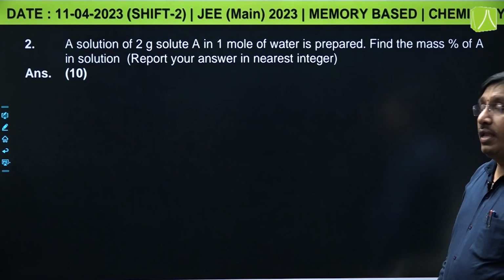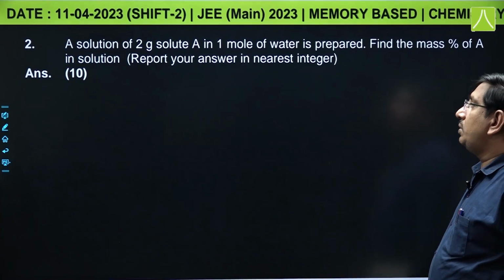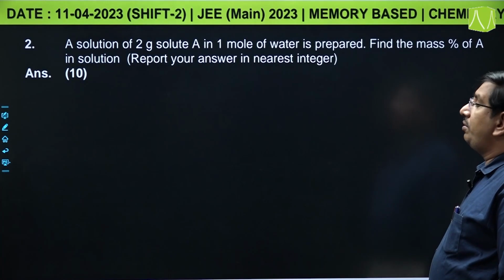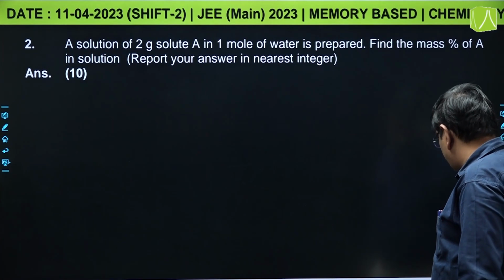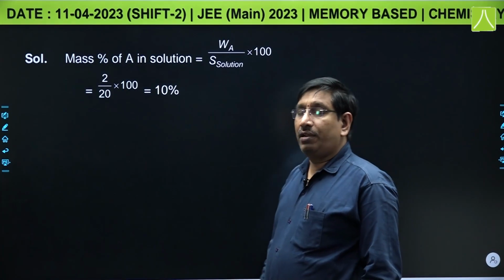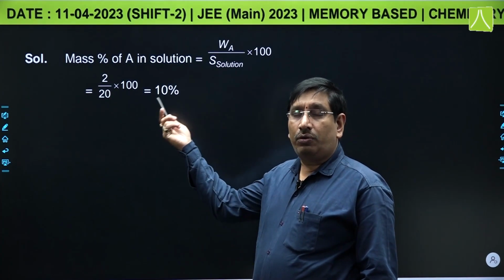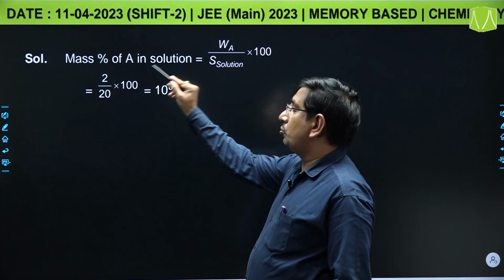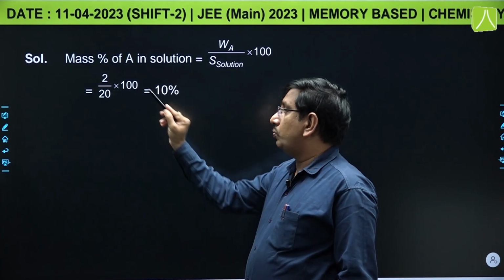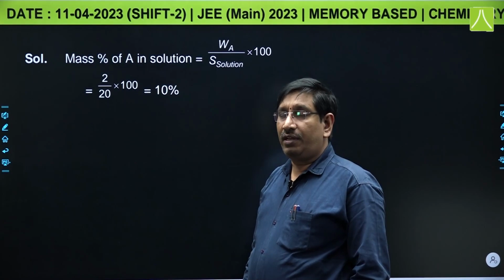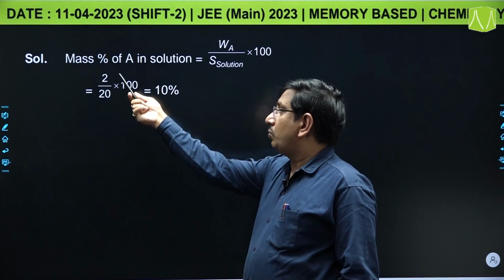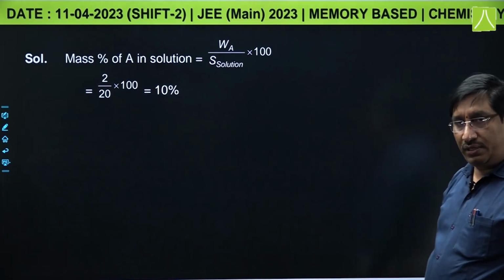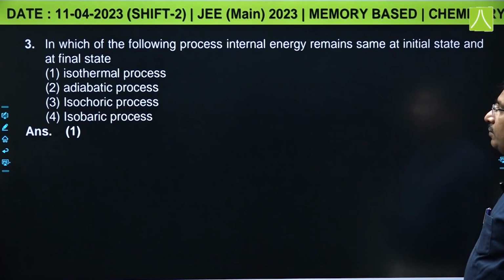Next question. A solution of 2 grams of solute A in 1 mole of water is prepared. Find the mass percentage of A in the solution. Here mass percentage of the solution means weight of solute upon weight of solution into 100. Weight of solute is 2 and weight of solution is 2 plus 1 mole of water, that is 18 grams. So, 2 plus 18 is 20, 2 by 20 into 100, and if we calculate it, it is equal to 10%. It is a very easy question.